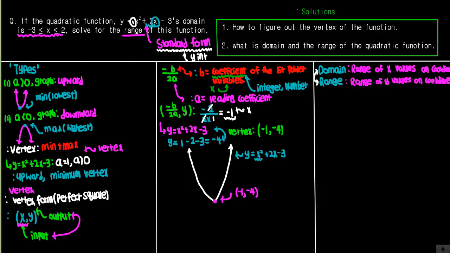So we can apply our definition of domain and range to our original function. If we write our quadratic function down again, y is equal to x squared plus 2x minus 3. And they gave us the domain of the function. If you write it down, it is -3 is less than or equal to x, and x is less than or equal to 2. So this is the domain of our function, which means it shows our x values range, which includes our x value.